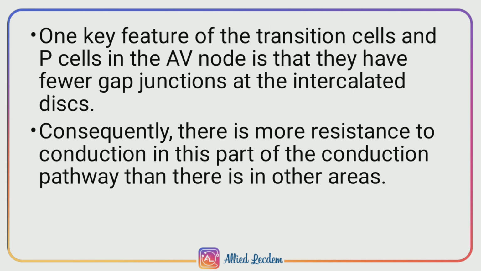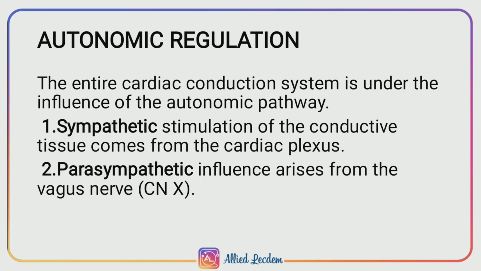One key feature of the transition cells and P cells in the AV node is that they have fewer gap junctions and intercalated discs. Consequently, there is more resistance to conduction in this part of the conduction pathway than in any other areas. Autonomic regulation. The entire cardiac conduction system is under the influence of autonomic pathways. It is of two types: sympathetic stimulation and parasympathetic stimulation. The sympathetic stimulation of the conduction tissue comes from the cardiac plexus, and the parasympathetic influence arises from the vagus nerve.